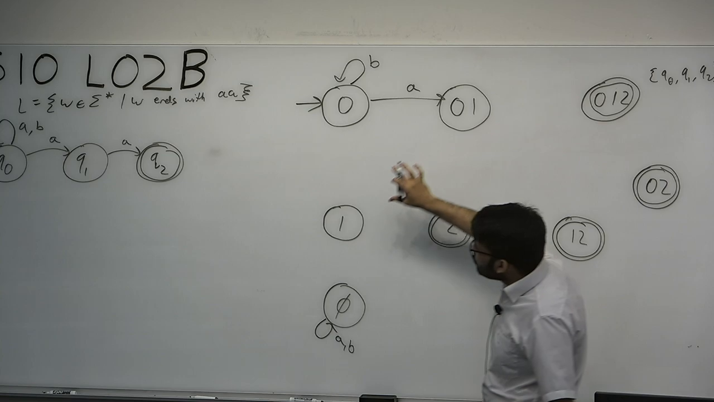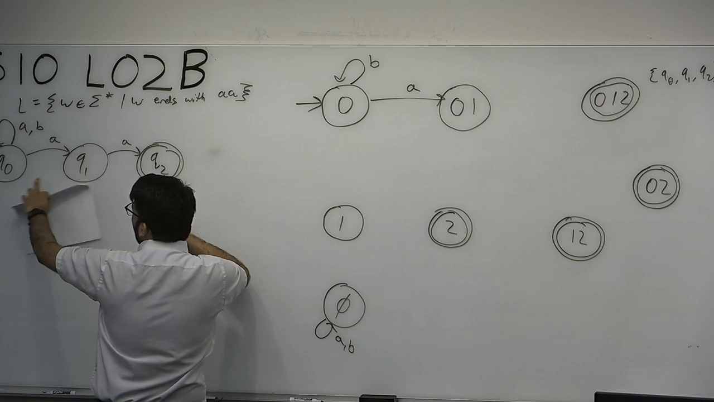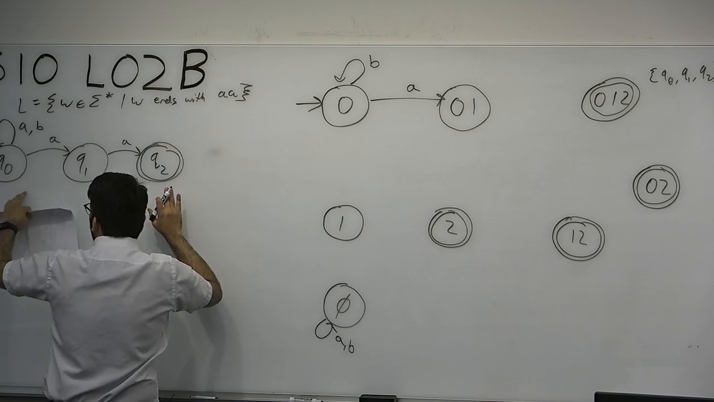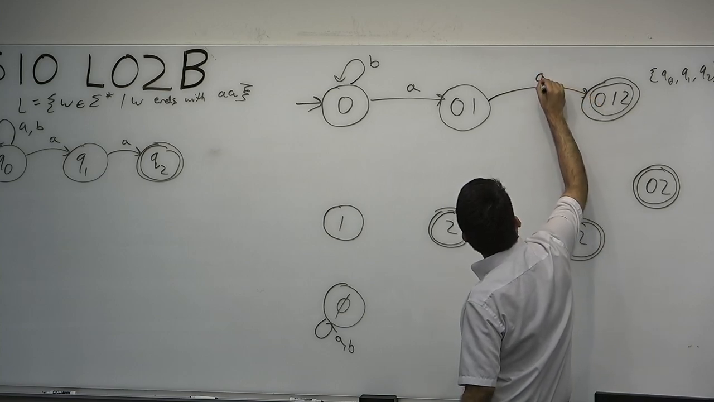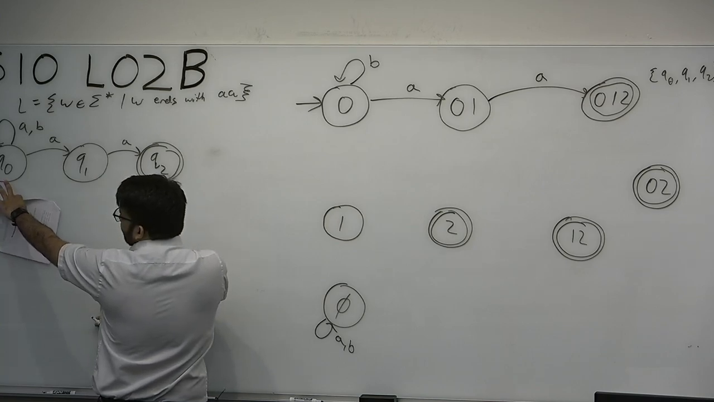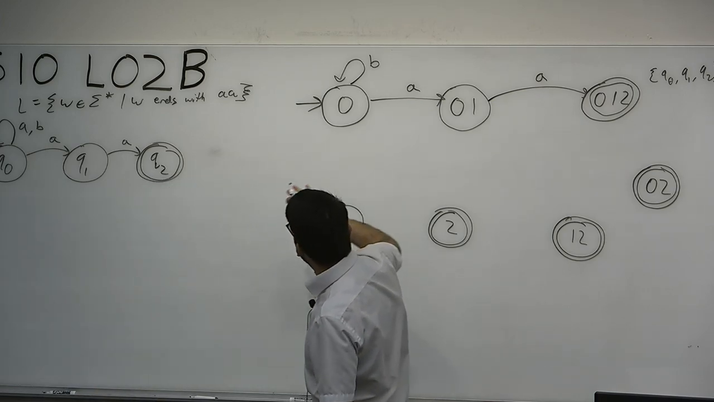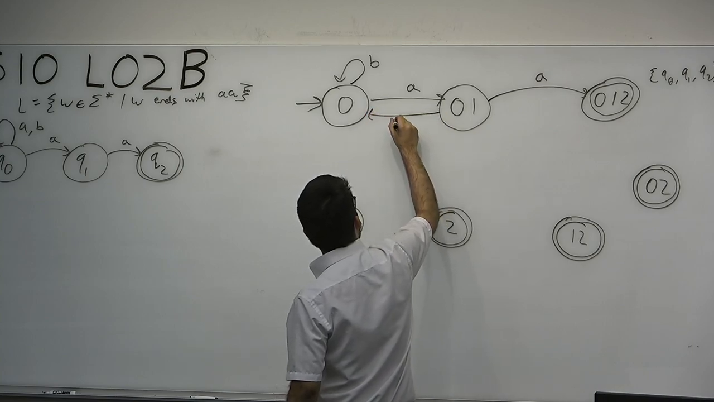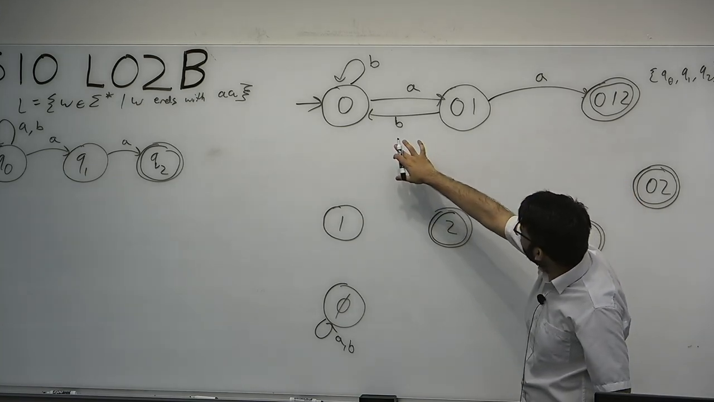If I'm at state 0 and 1 simultaneously and I see an A, I could go to 0, I could go to 1, or if I'm at 1, I could go to 2. So that means I can go to 0, 1, or 2. If I'm at 0,1 and I see a B, where can I go? This is going to reject. This is going to go to Q0. So Q0 union the empty set is going to give me Q0.